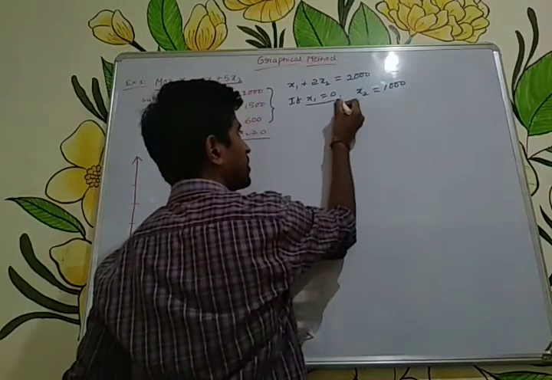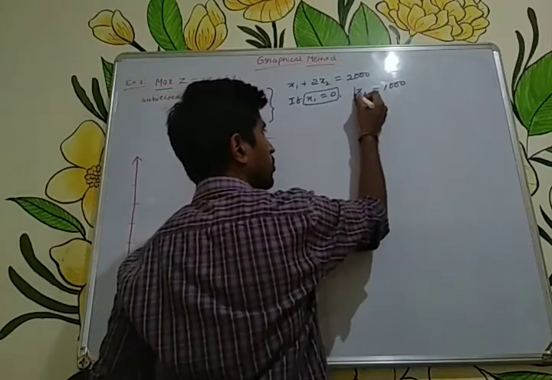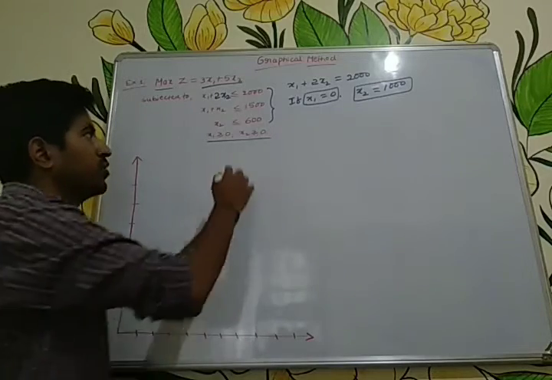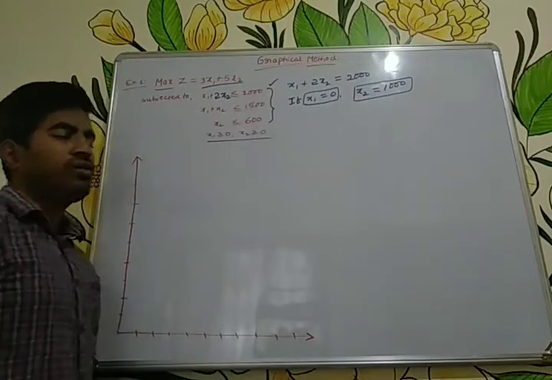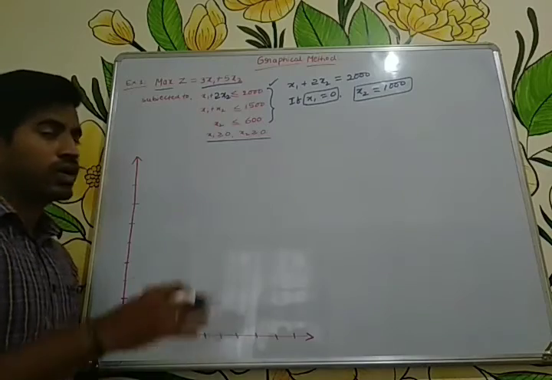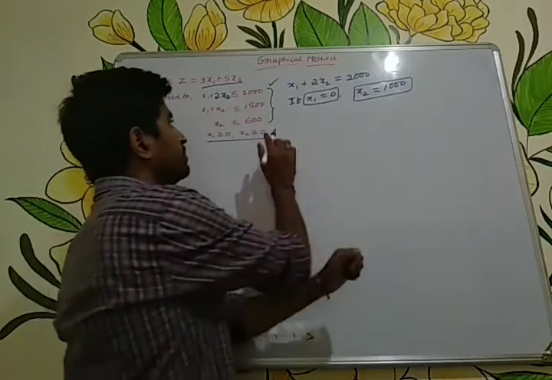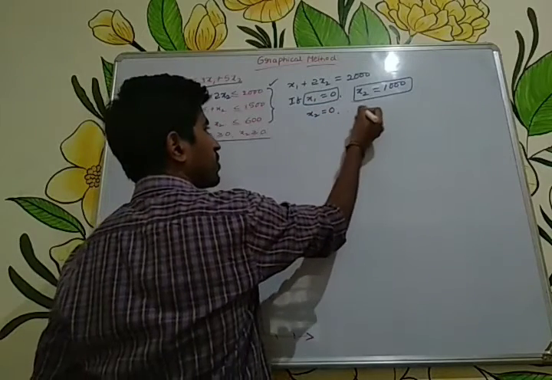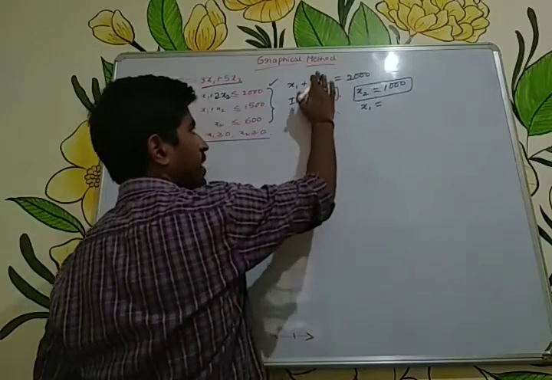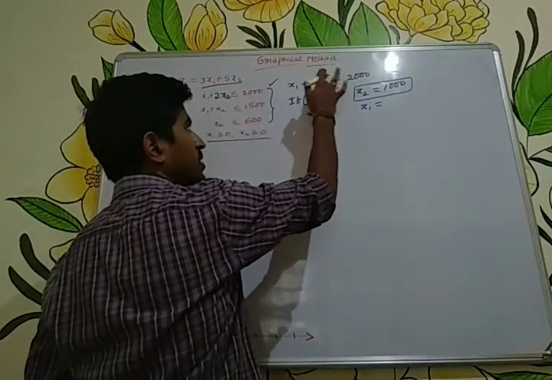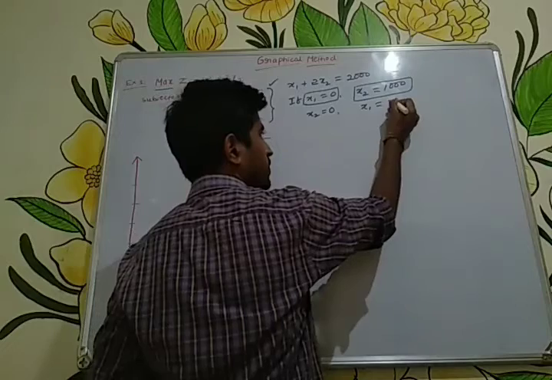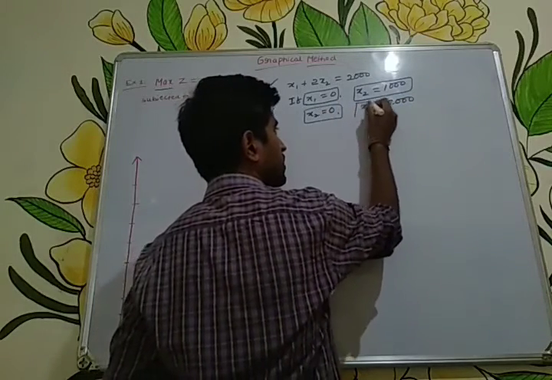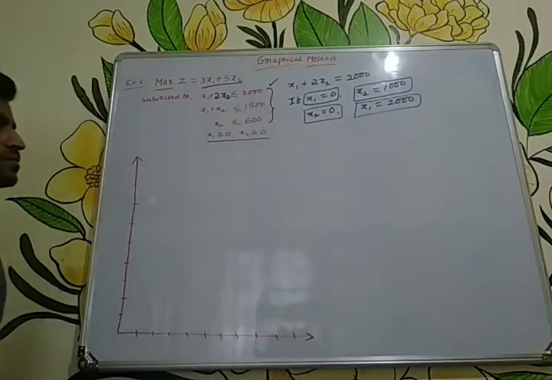These are the 2 points, and from these 2 points I can get a line in this graph. For every equation we will get a line from 2 points. Now if I make x2 equal to 0, what would be x1? If x2 is equal to 0, this entire term is 0, then x1 is equal to 2000. So again I have got 2 more points, and I can get a line.